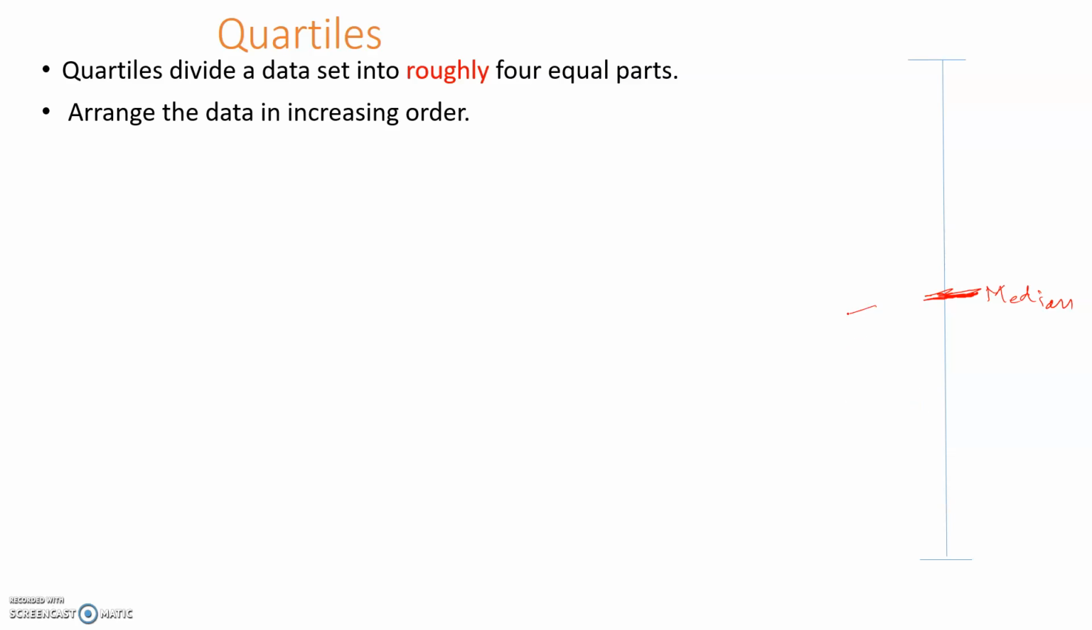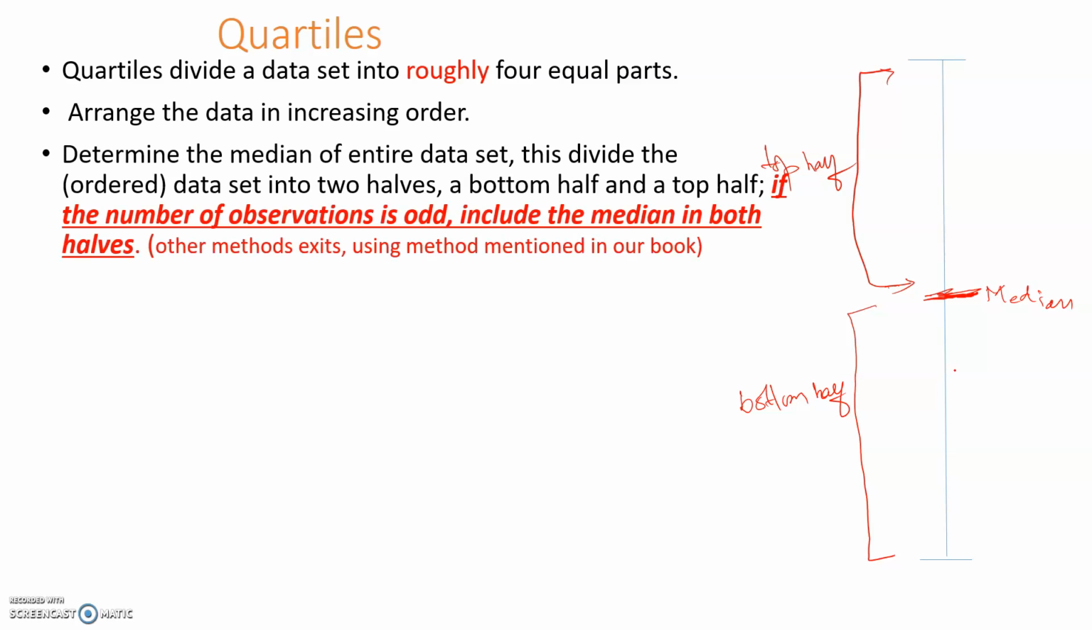This part is called the bottom half, and this part is called the top half. So the median divides our data set into 2 halves, right? This is 50%, this portion is 50%, and this portion is 50%, right? Now, this is exactly what I told you. We find the median of the entire data set, right?